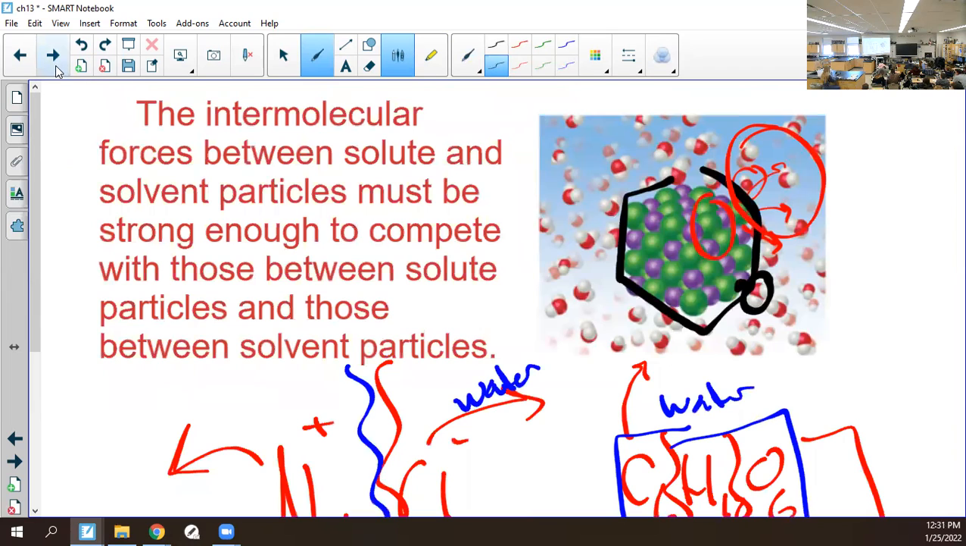Okay, we've already gone over it. So here's some ways to nerd it up. The intermolecular force between solute and solvent particles must be strong enough to compete with those between solute particles and those between solvent particles.